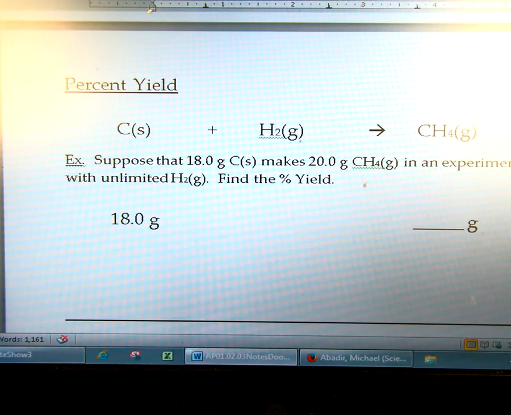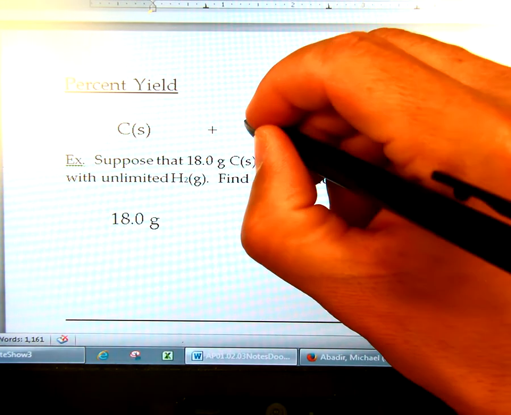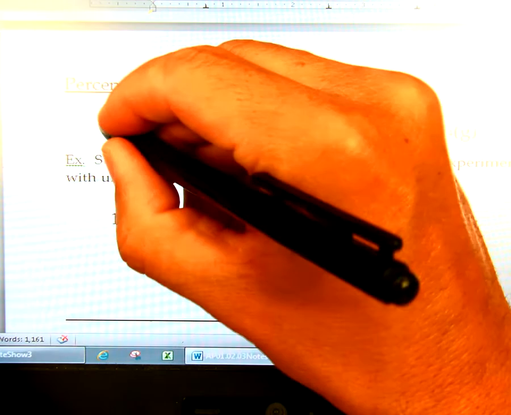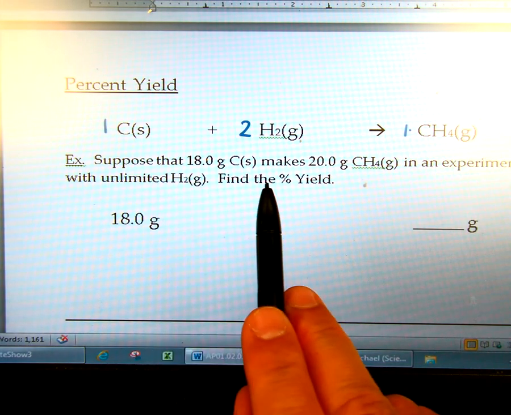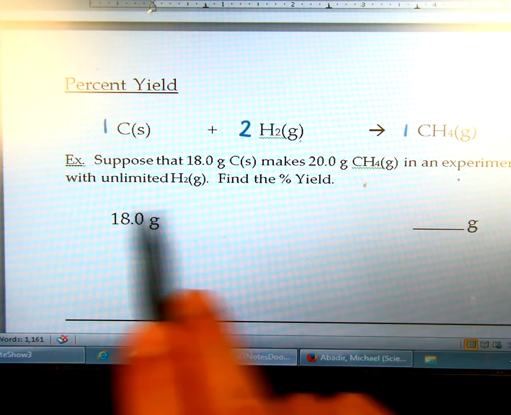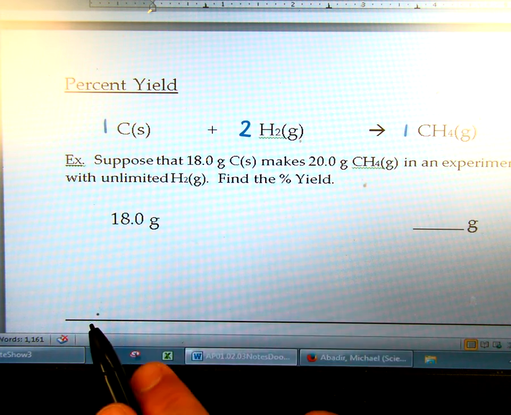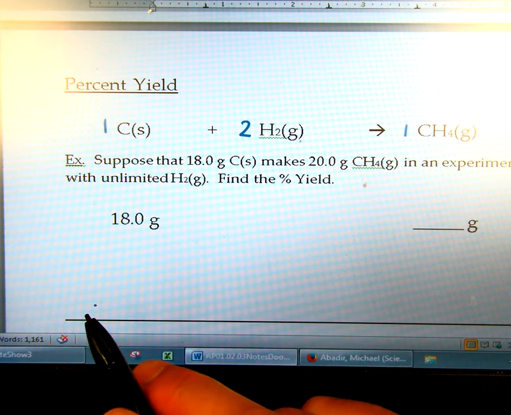Okay, now we're going to talk about percent yield. We're going to balance this equation. And it's a 1, 2, 1. So it says, suppose that 18 grams of carbon makes 20 grams of methane in an experiment with unlimited hydrogen. Find the percent yield. Again, this is going to be a stoichiometry problem.